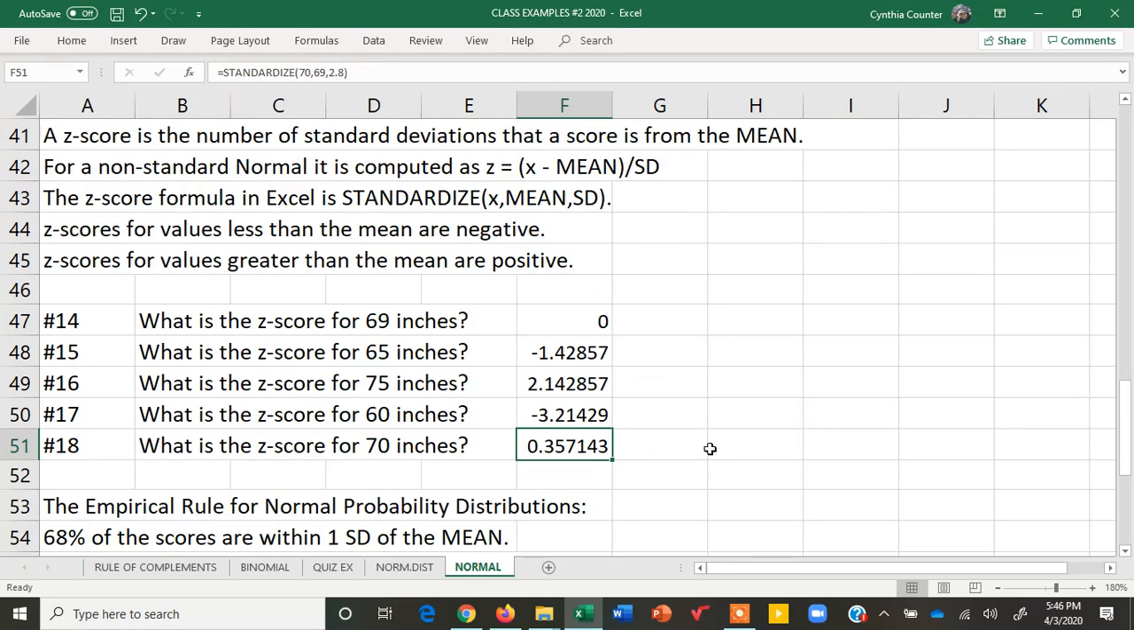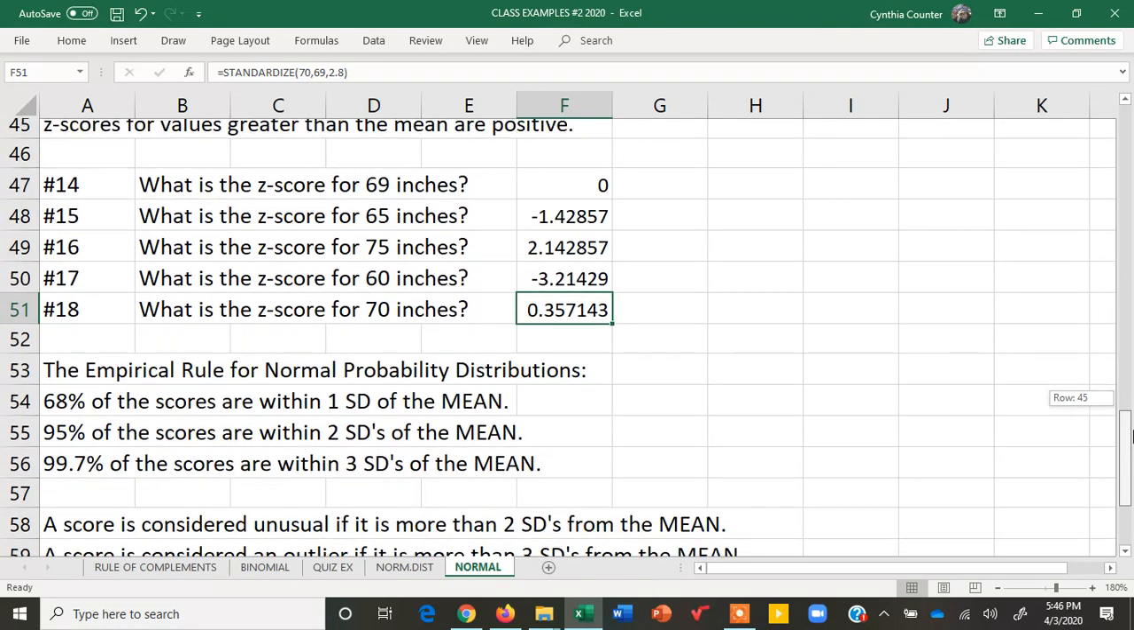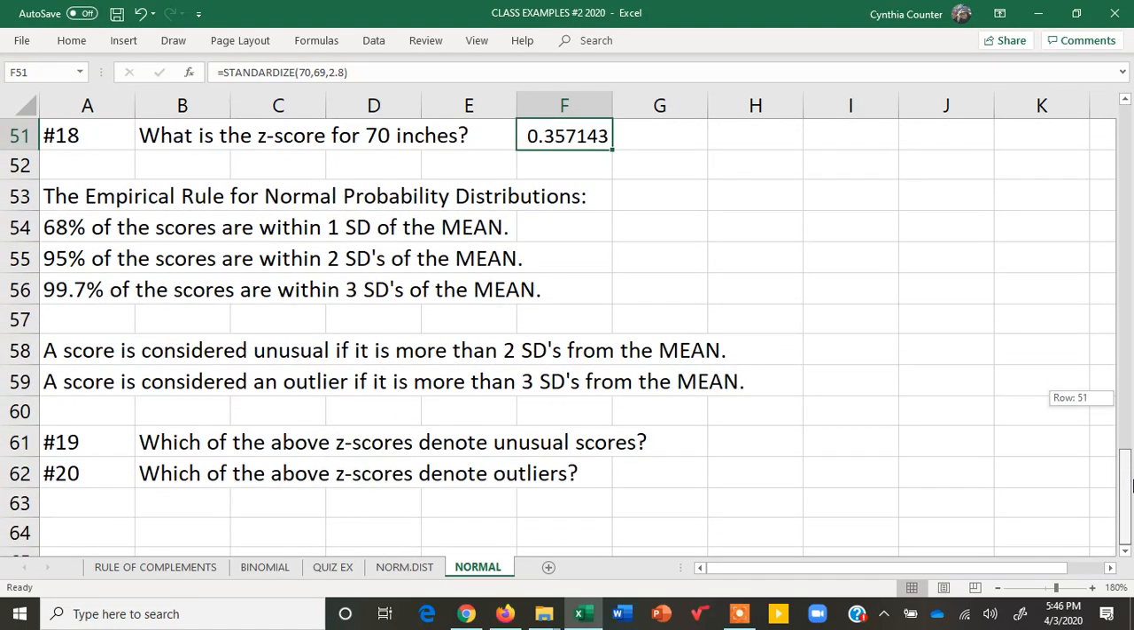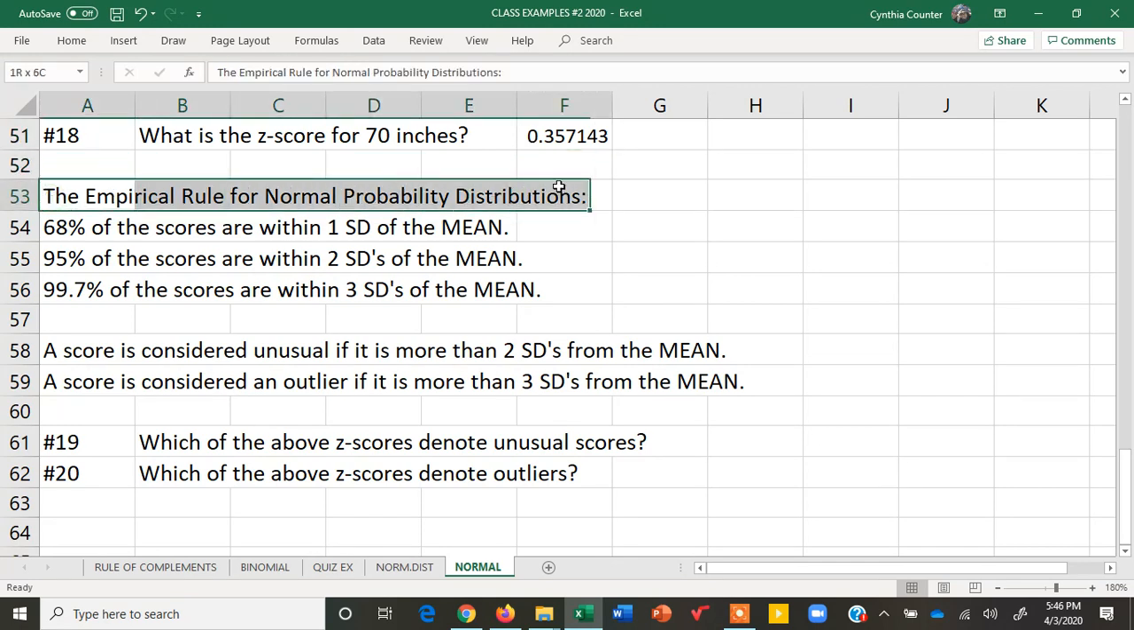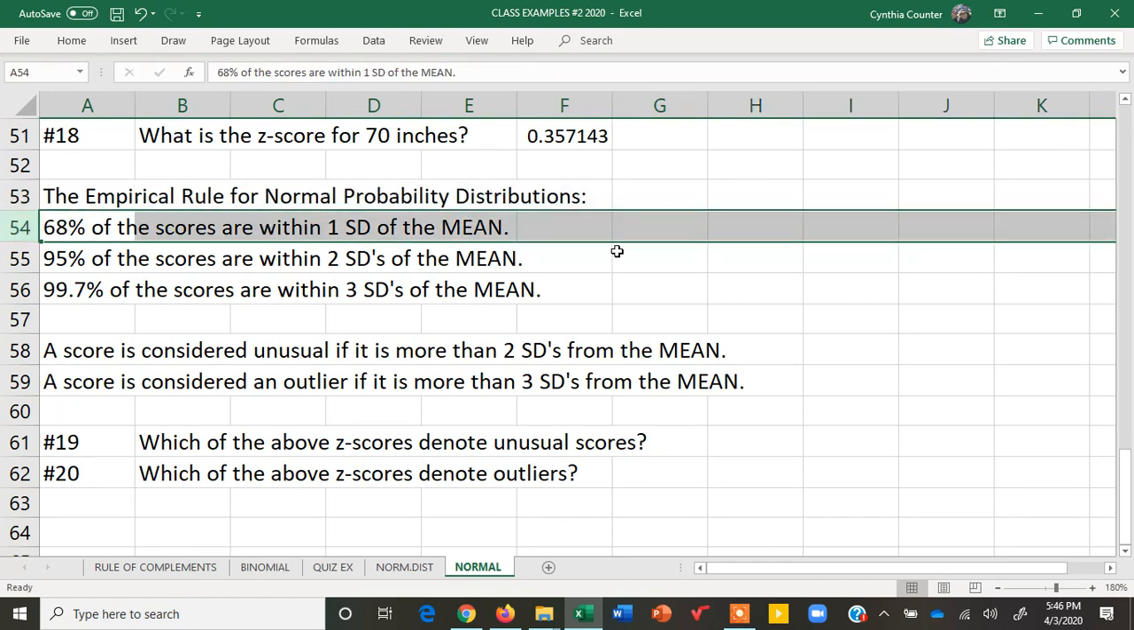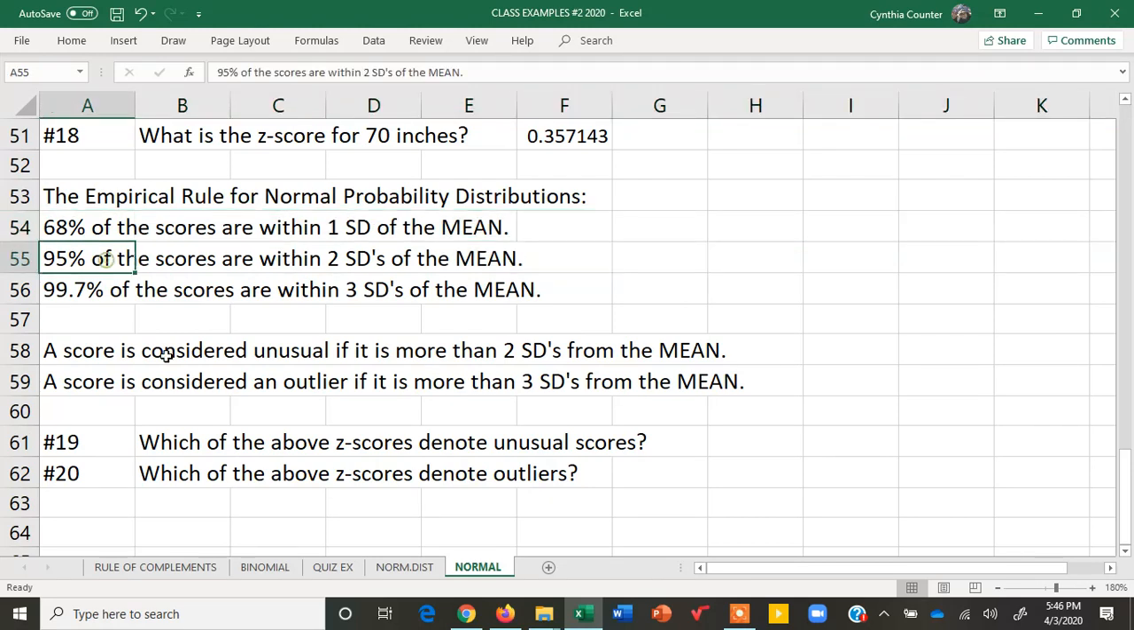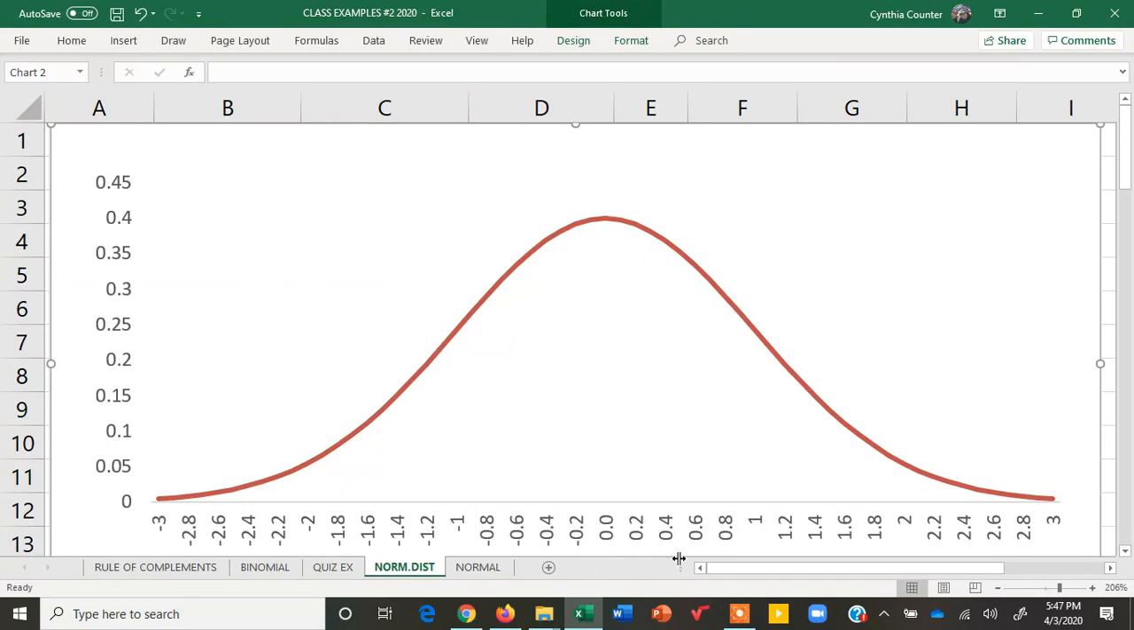Okay, so this is all fine. What does that tell us? Let's look a little bit more about normal probability distributions and how it relates to the standard normal and z-scores. Here's something called the empirical rule for standard normal probability distributions. 68% of the scores are within 1 standard deviation of the mean. 95% of the scores are within 2 standard deviations of the mean. And 99.7% of the scores are within 3 standard deviations of the mean. Let's go back and look at our graph here.